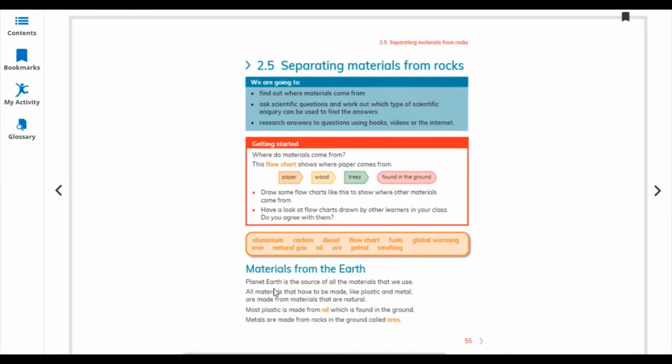Materials from the earth. We take a lot of material from the earth. Planet Earth is the source of all the materials that we use. These are called natural materials, which we are taking from the earth. All materials that have to be made, like plastic and metal, are made from materials that are natural. So most plastic is made from oil, which is found in the ground. So oil we took from where? From the ground. Metals are made from rocks in the ground called ores.